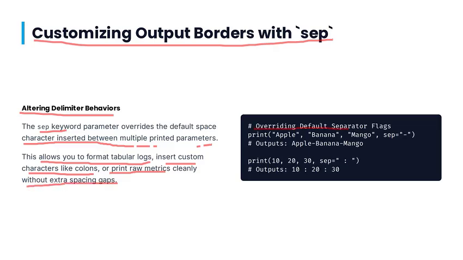Overriding default separator flags. Print apple, banana, mango, sep equal to this. The sep keyword actually interchanges the default space with the value given here. Here, as a result, space is being replaced by a hyphen. So the result will be apple-banana-mango. Print 10, 20, 30 separated like this, so it will be printed like this.